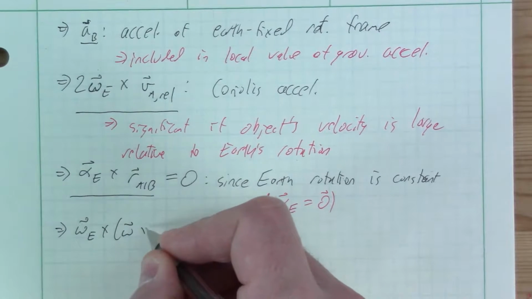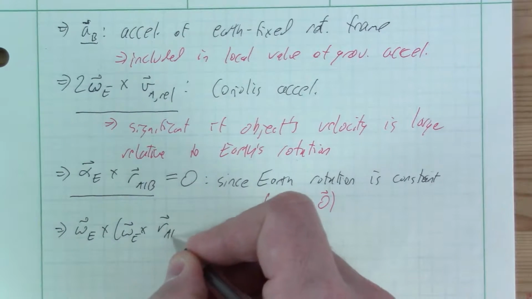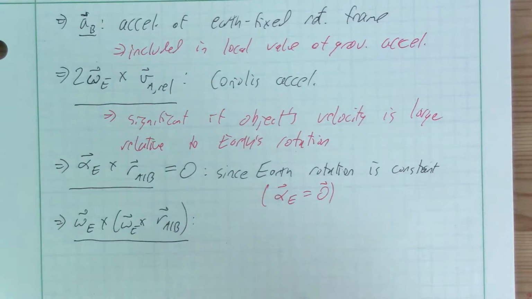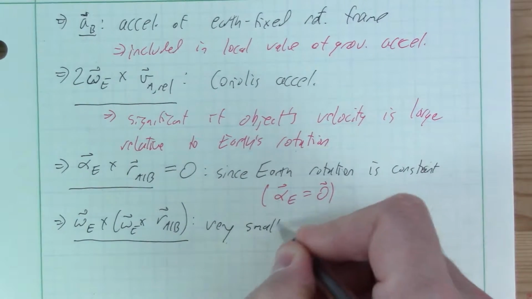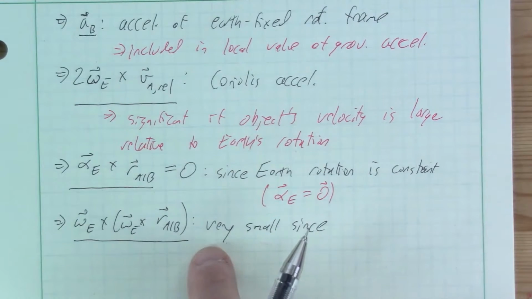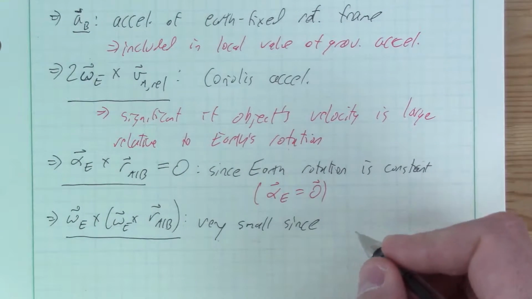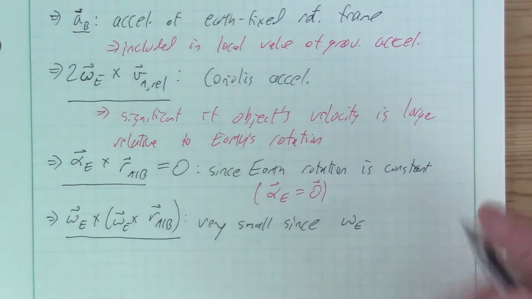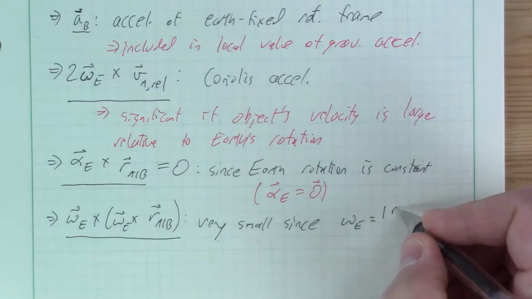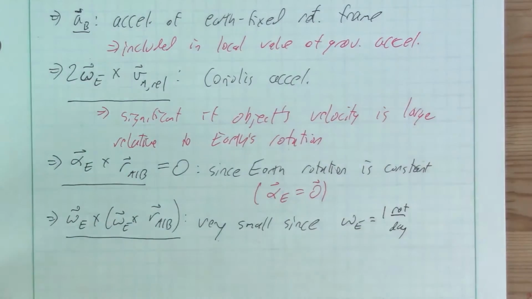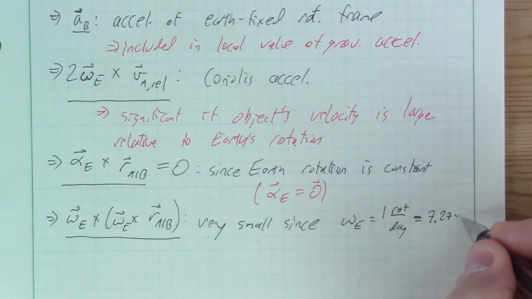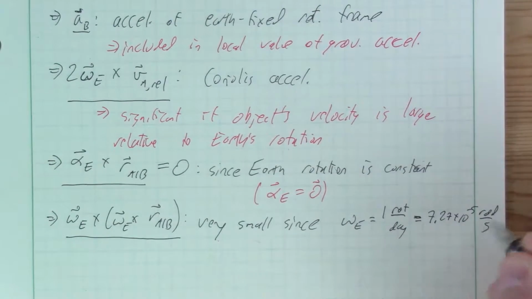And then this last term looks like that. And this last term, if you just work through the scale of these numbers, turns out to be very small. Now, very small is a subjective word, so it depends on the scale of the physics you're looking at. But this is the angular velocity of the Earth, which is, well, we rotate 1 rotation per day. And if you convert that to radians per second, that turns out to be 7.27 times 10 to the minus 5 radians per second.